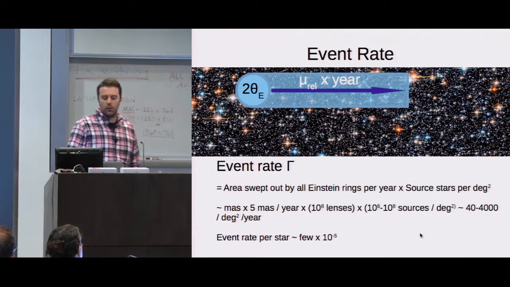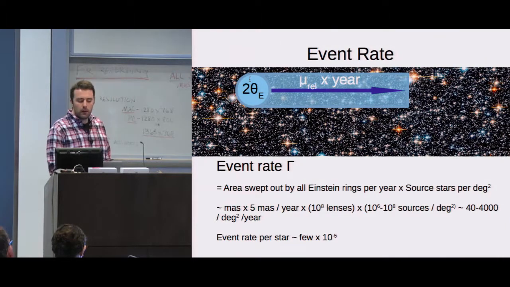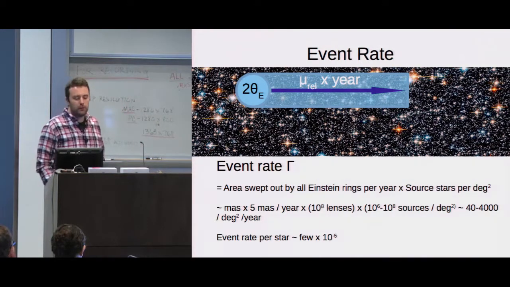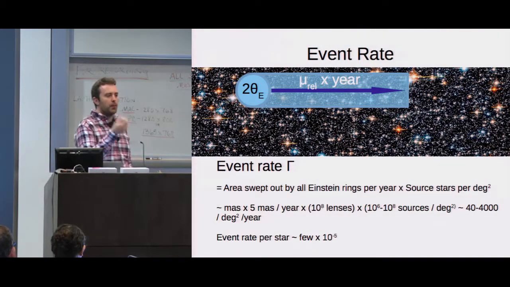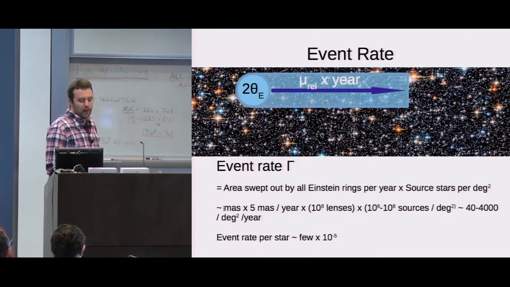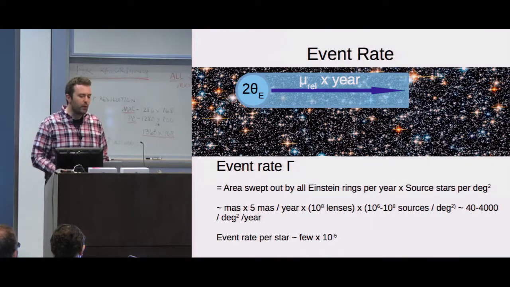And you can do this at an order of magnitude level just by taking a typical Einstein radius and then multiplying that by the typical proper motion, typical relative proper motion between lenses and sources. So this is about a milliarcsecond and about 5 milliarcseconds per year.